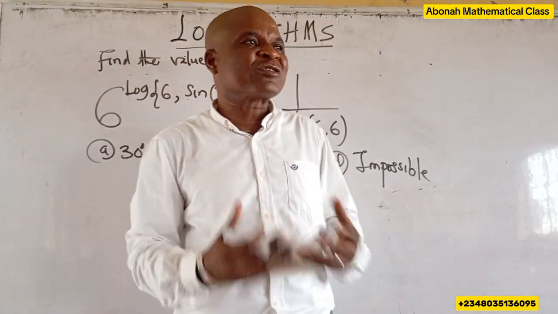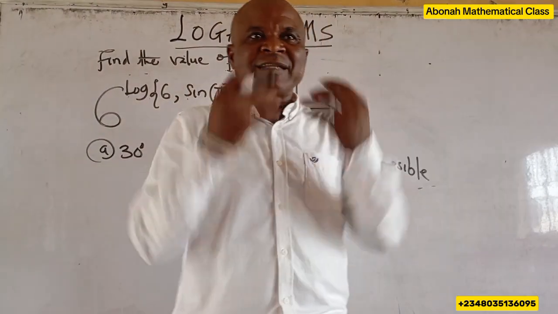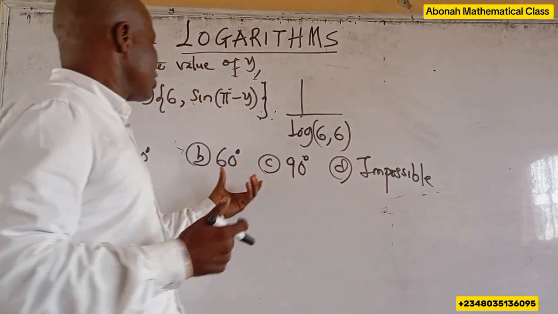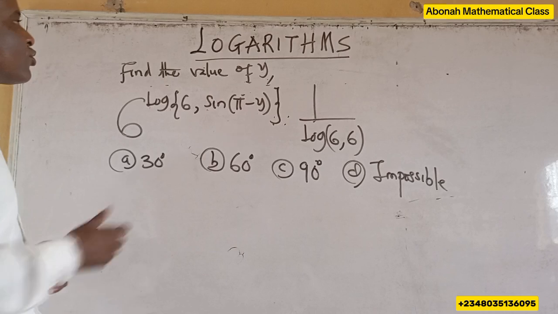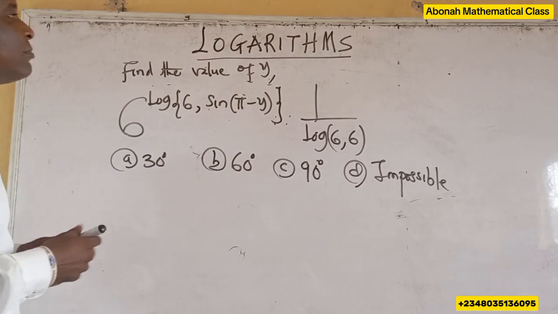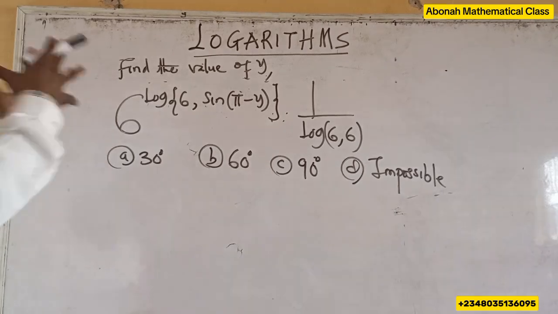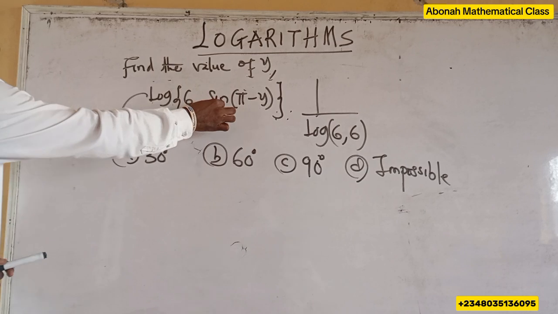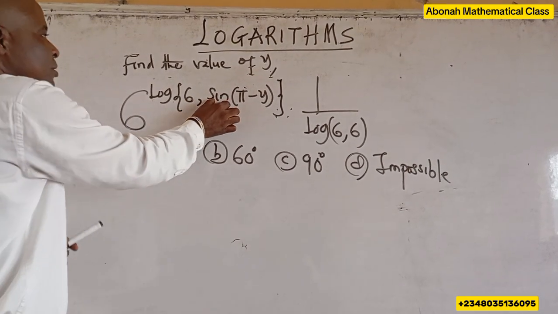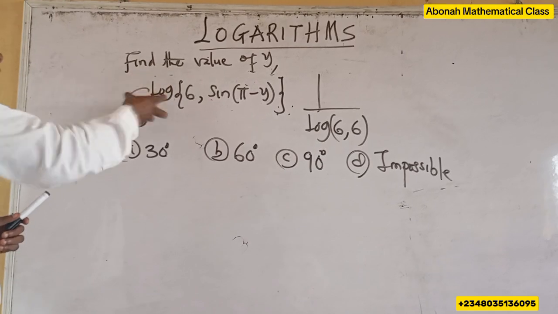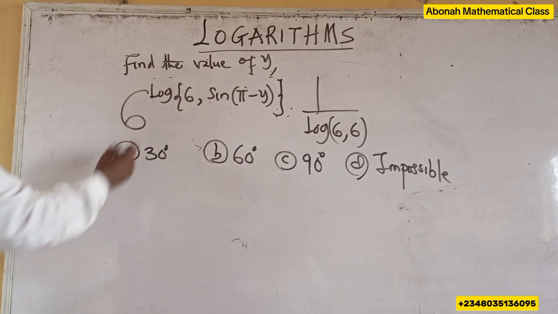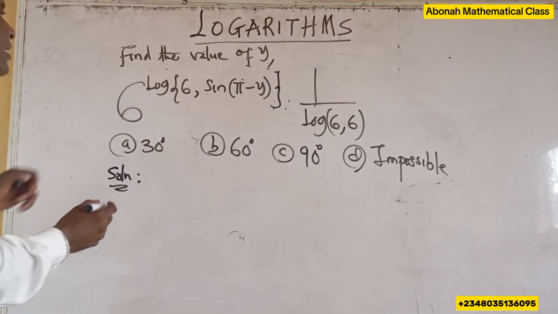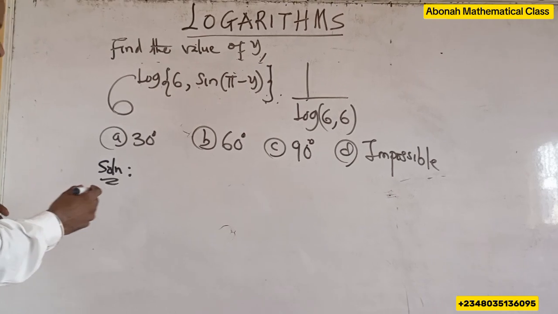Today we'll be discussing a mathematical topic called logarithms. This question on the board is a particular question a student gave to me on logarithm. This logarithm is embedded with trigonometry. You can see the sine part of the trigonometric ratio. This is a logarithmic notation. Now, to solve this, we are going to combine two topics together, which are logarithm and trigonometry.